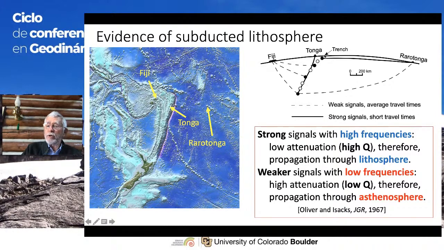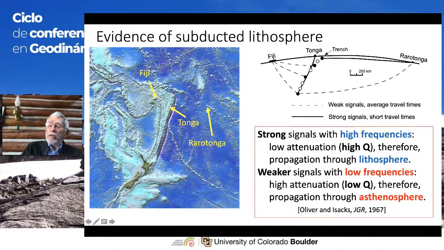This is a cross-section through this area. And there's a zone of intermediate and deep focus earthquakes that dips under Tonga. So this is an east-west cross-section going down through this region. And what Oliver and Isaacs recognized back more than 50 years ago was that if they recorded earthquakes in Tonga, deep earthquakes down here, they recorded those with very high frequencies. And therefore, they had not been attenuated. The paths were low attenuation, or we would say high Q. And they postulated that this is because lithosphere had been subducted.